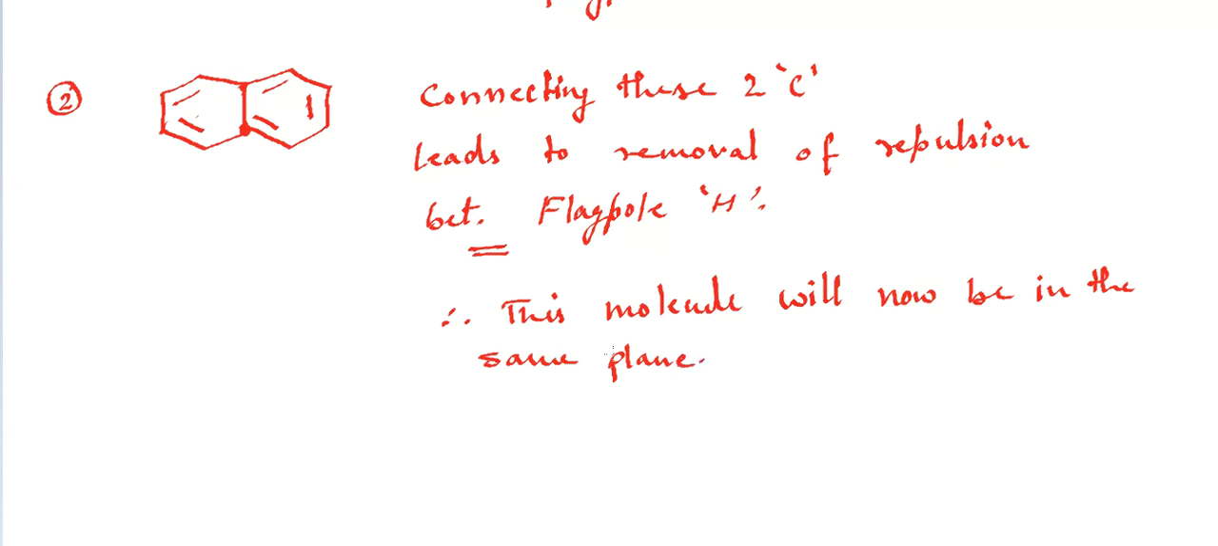And if it will be in the same plane, then we can see a total of 10 electrons are taking part in delocalization, because this is cyclic, planar and completely conjugated. So a total of 10 electrons, that is 5 pi bonds, are participating in delocalization. So 10 when put equal to 4n plus 2, n comes out to be 2, which means it is satisfying the Huckel rule. So it is aromatic now.